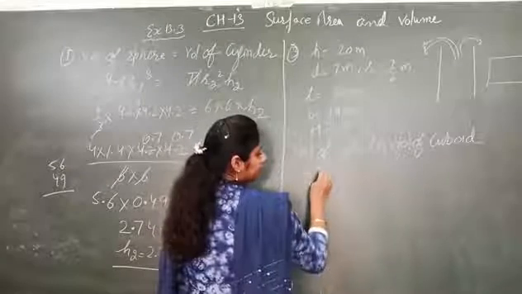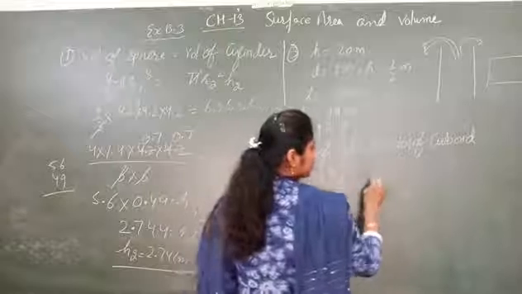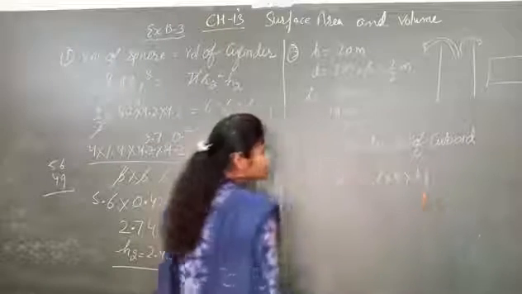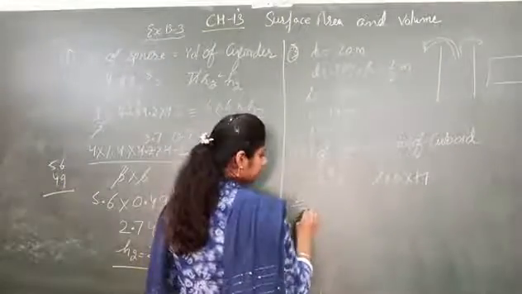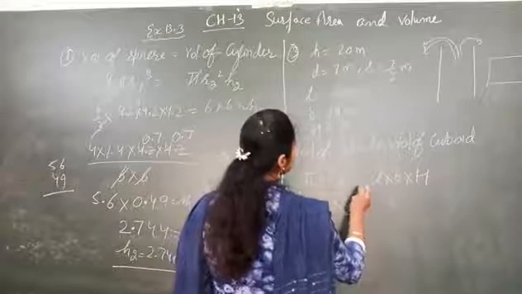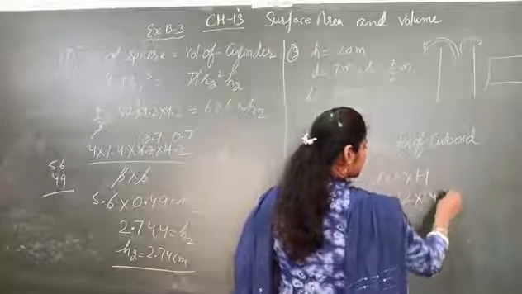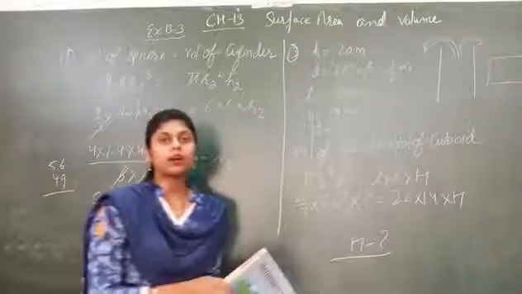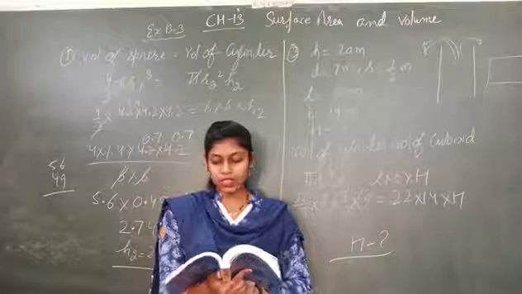So pi r square h. This is length into breadth into height. Put the formulas, put the values. 22/7, 7/2, 7/2, h is 20, length, breadth. Simplify it, so you will get the height of the platform. Clear? Next, fourth question is again same.